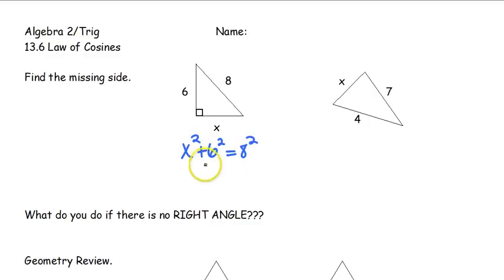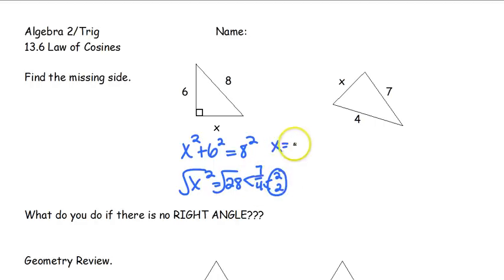I move that squared over, and we get that x squared is going to be equal to 28. We square root. We have to break that down. And that's 7 and 4, 2 and 2. Pair of 2s, the 7 left over. So we get that our missing side is 2 square root 7.